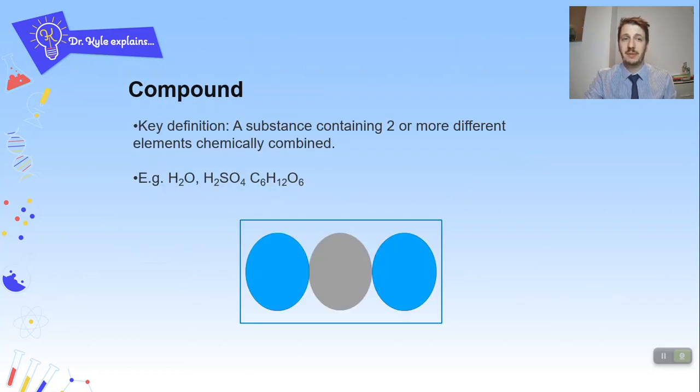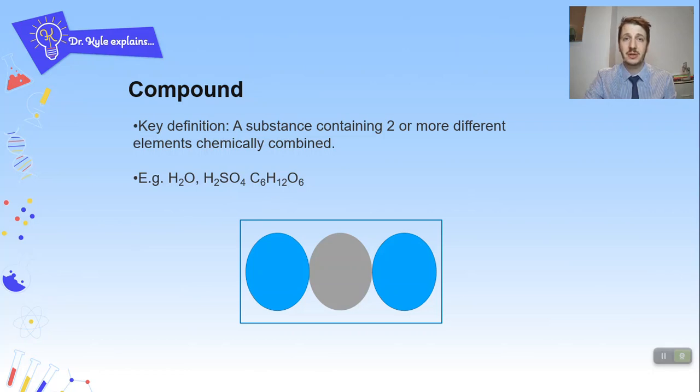Okay, so a compound then. The key definition for this is a substance containing two or more different elements that are chemically combined. So, for example, you could have water, H2O, sulfuric acid, H2SO4, that's 3 elements, or glucose, C6H12O6. And again, I've represented that in a diagram down here.